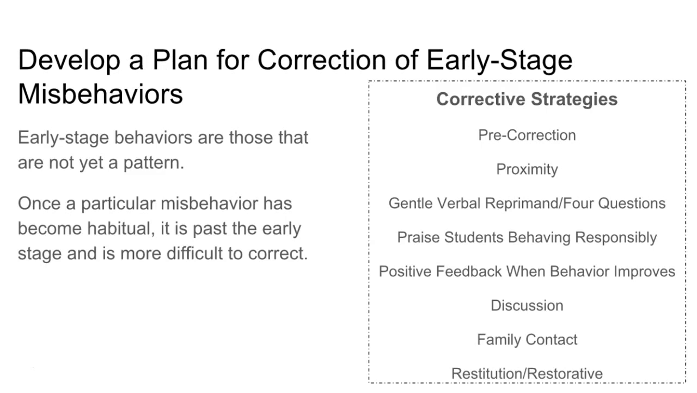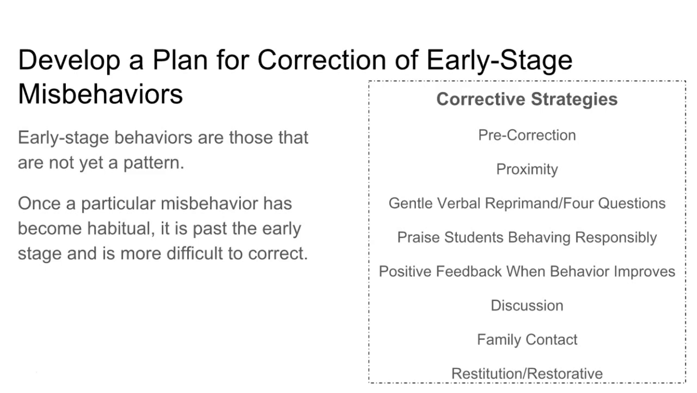The next part of having a successful management and discipline plan is developing a plan for how you're going to correct early stage misbehaviors. Early stage misbehaviors are defined as those behaviors that have not become a pattern. Once a particular misbehavior has become habitual, it's past the early stage and it's more difficult to correct. We'll talk about corrective consequences later on, but right now we're going to focus on corrective strategy. You will find a handout in the resource section to give you more examples of corrective strategy.